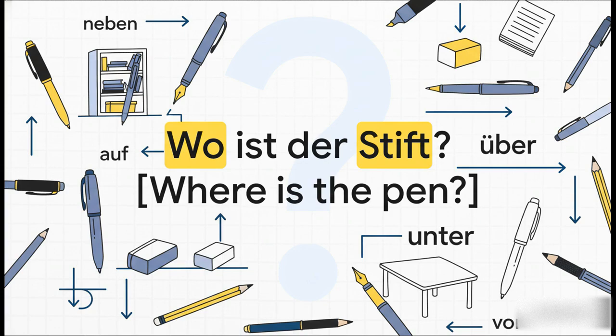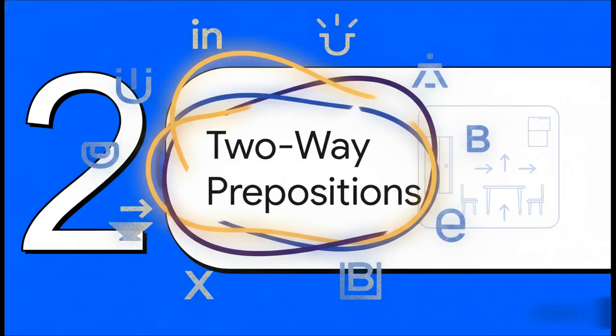Figuring out how to answer that simple question correctly, well, that's exactly what we're going to nail down today. All right, the key to solving this whole puzzle lies with this special group of 9 prepositions. In German, they're called Wechselprepositionen, which basically means two-way prepositions. And they're called that because they can go with 2 different grammar cases. But, and this is the important part, don't worry about that.